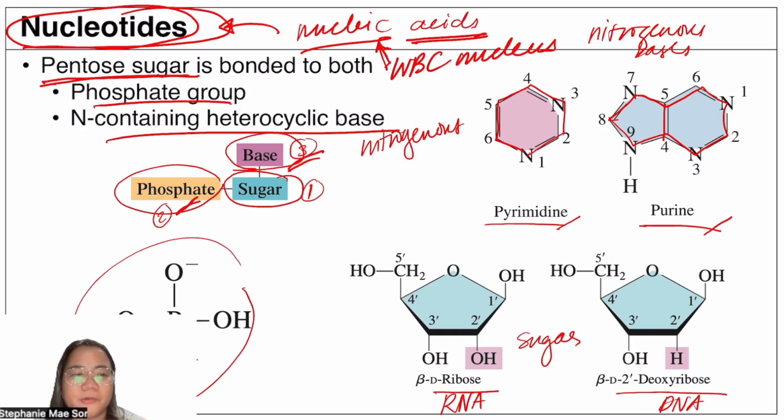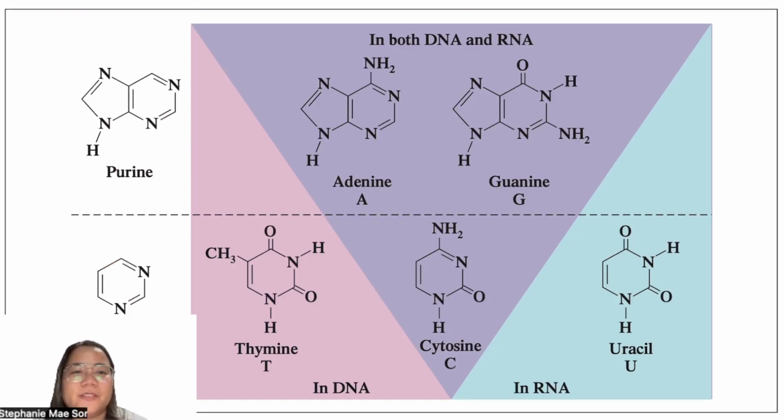So, ano tong mga purines and pyrimidines na sinasabi natin? You have purines which are adenine and guanine, represented by the letters A and G, respectively. And then sa pyrimidines naman, you have your thymine, cytosine, and uracil. So, thymine is represented by letter T. Cytosine is represented by letter C. And then uracil is represented by letter U.